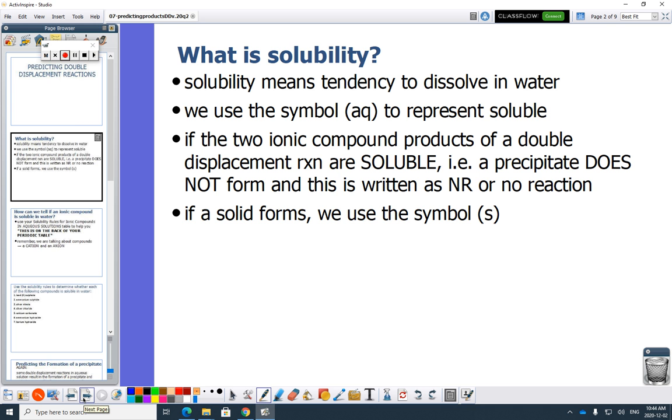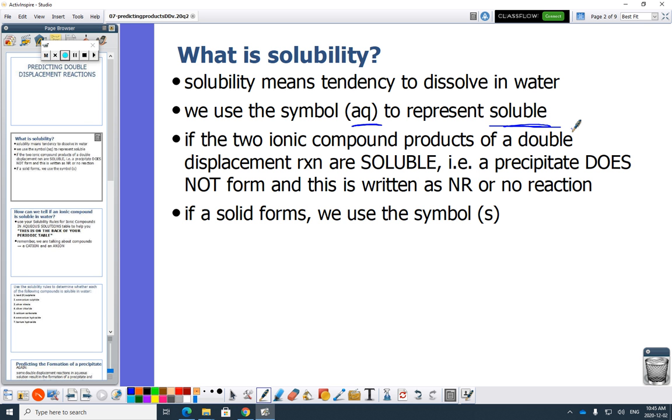So when we talk about soluble or insoluble, if you look at the back, the table is called the solubility rules, and then the last column says soluble or insoluble. Okay? That means the tendency to dissolve in water. We use AQ to mean soluble. Okay, something dissolves in water, we write AQ.